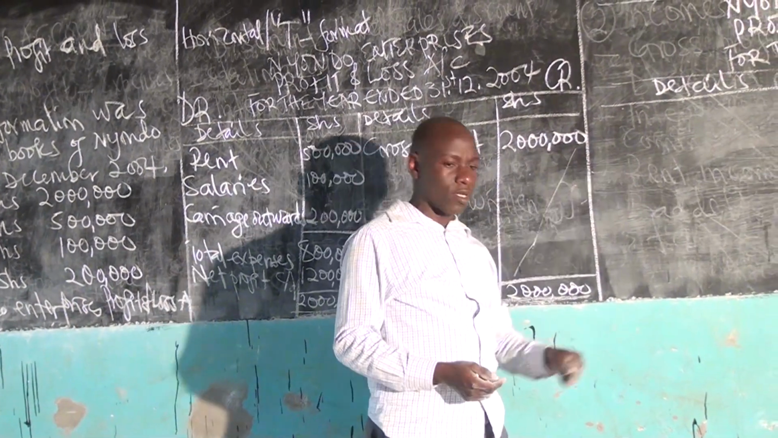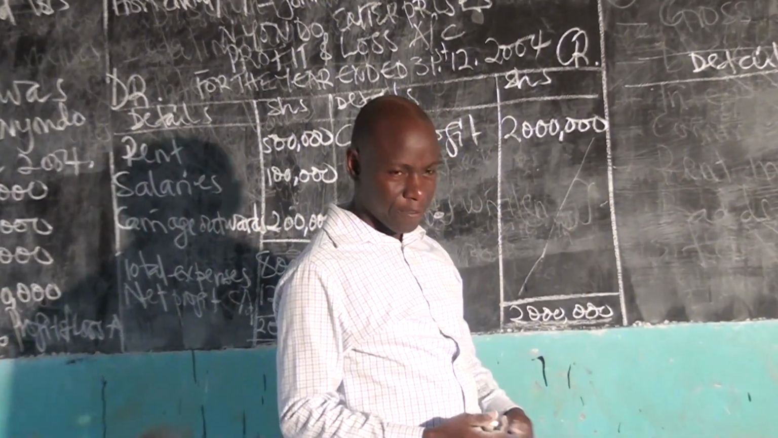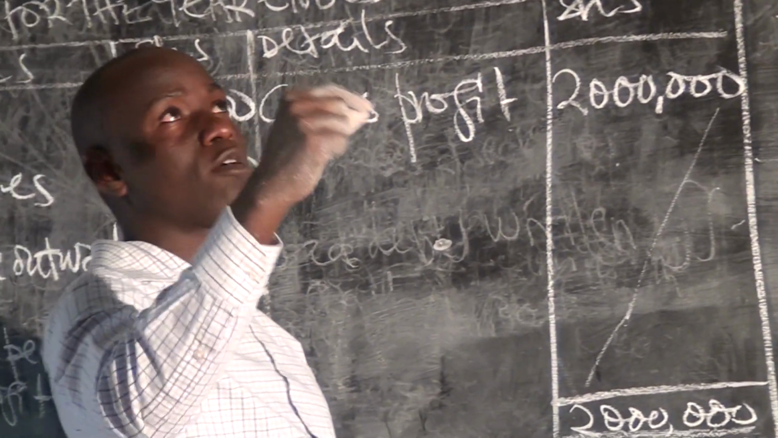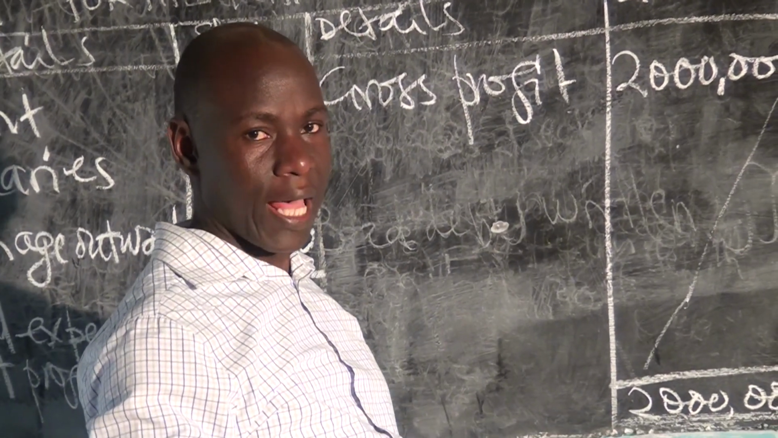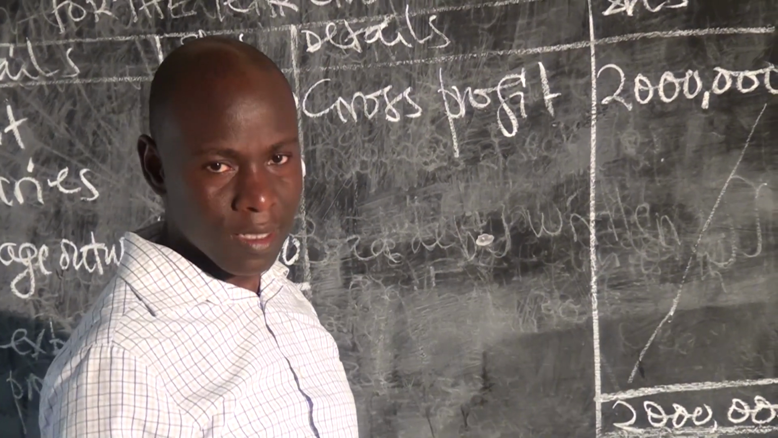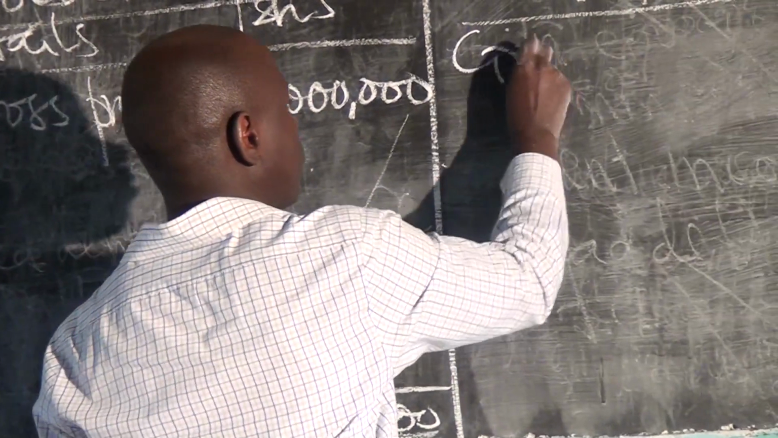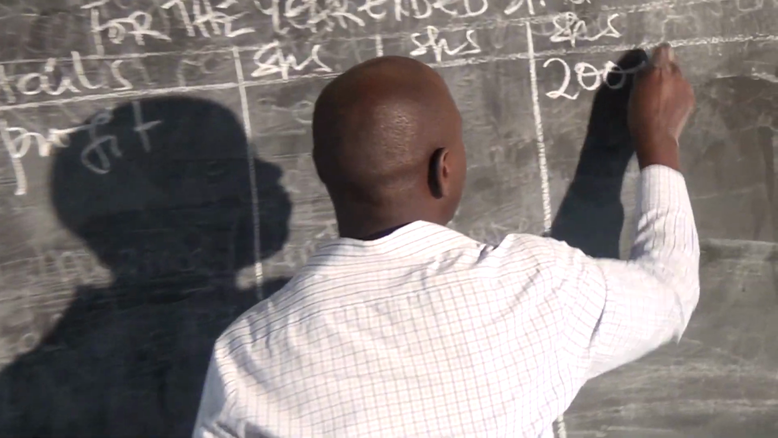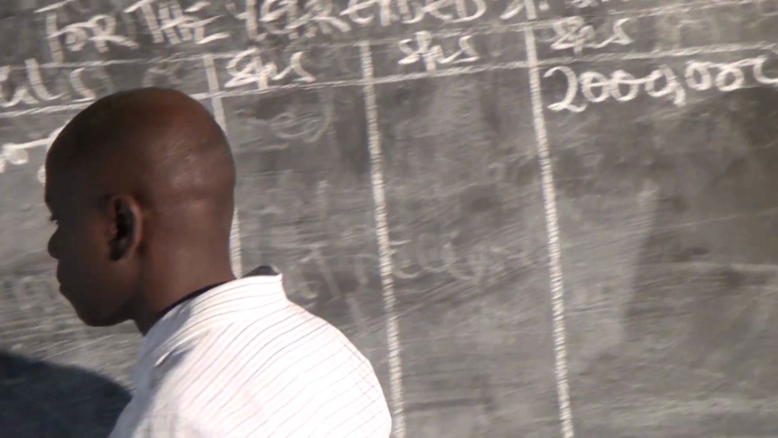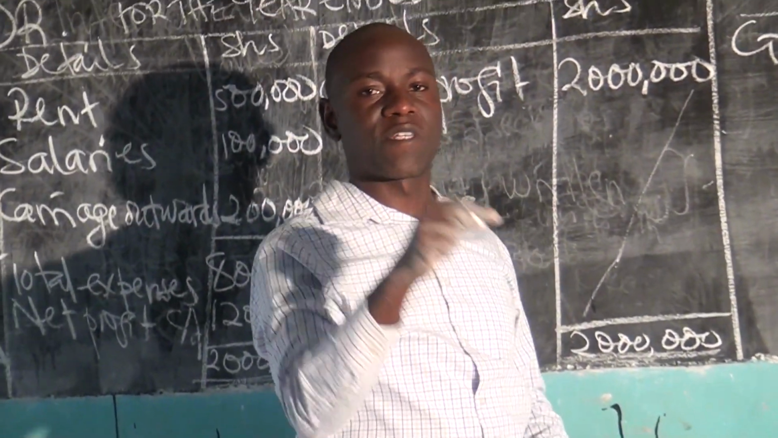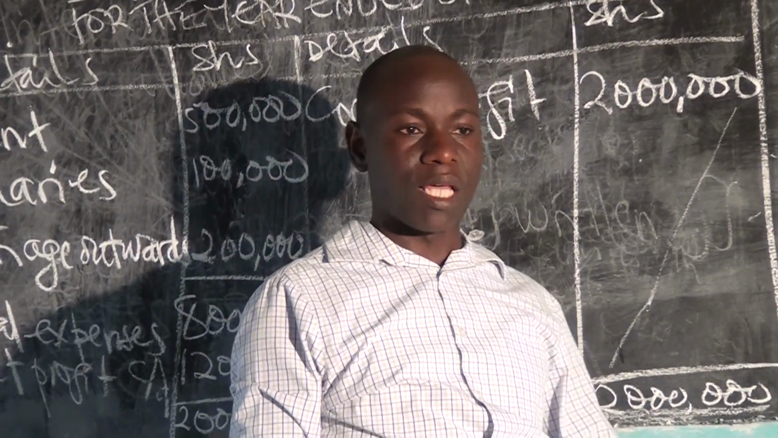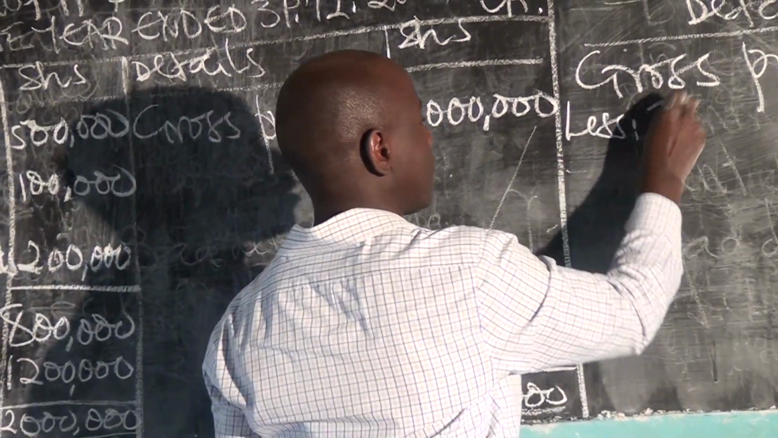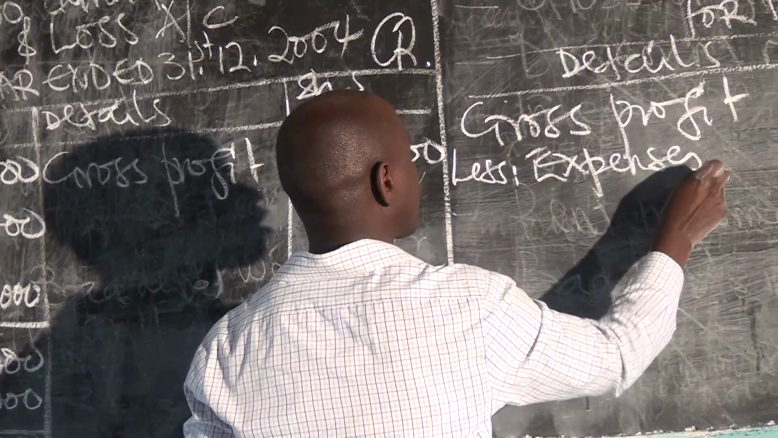The first item we are going to record here is the gross profit. Why? Because our formula says net profit is equal to gross profit. So according to that formula, the first item there is gross profit. And after writing gross profit, we shall minus the expenses. So we have gross profit, which is 2 million. Then, according to the formula, gross profit minus, in accounting, sometimes you call that minus less. That's why here we are going to say less expenses. We are going to subtract off the expenses.